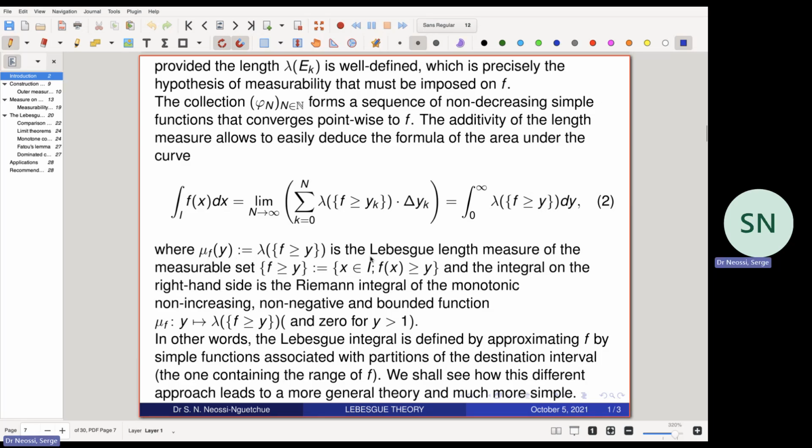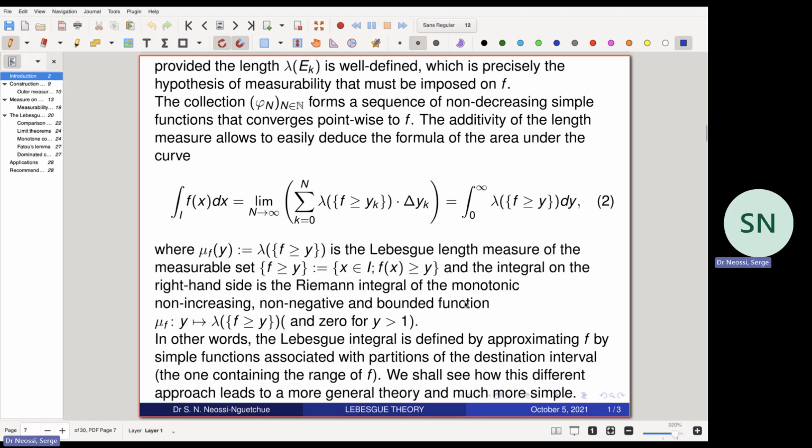And this one is the Lebesgue length measure of the measurable set f greater than or equal to y, which we can rewrite as the set of x in I such that f of x is greater than or equal to y. And the integral on the right-hand side of equation 2 is the Riemann integral of the monotonic, non-increasing, non-negative, and bounded function mu_f. We associate lambda of the set of f greater than or equal to y, and 0 for y strictly greater than 1.